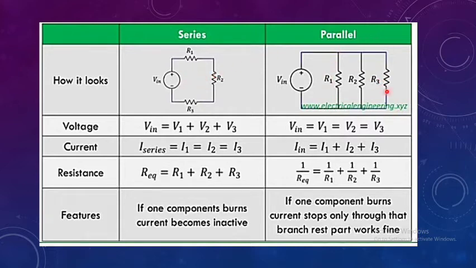While pag parallel din po, the total voltage or the voltage input is equivalent to voltage 1, voltage 2, voltage 3. So, same lang po lahat yan pag sa parallel. If we need to find the total current, we just add the currents I1, I2, I3. And for the parallel, the reciprocal of all the resistances. If one component burns, current stops only through that branch. The rest of the circuit works fine.